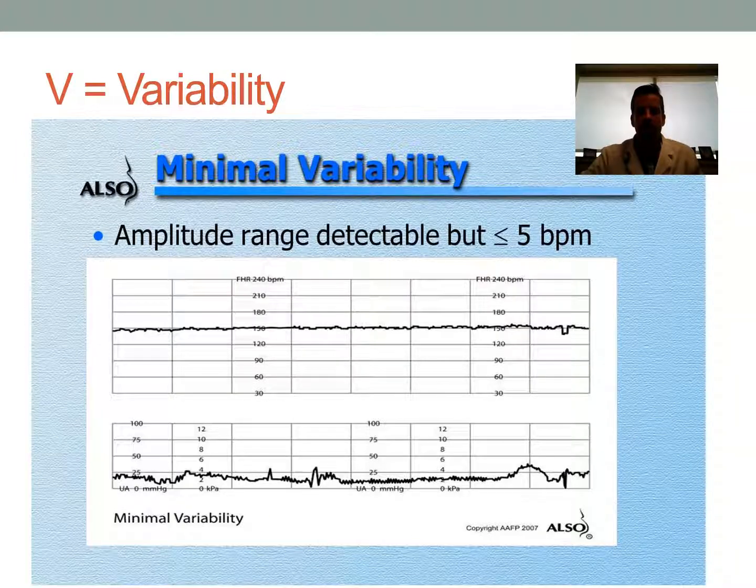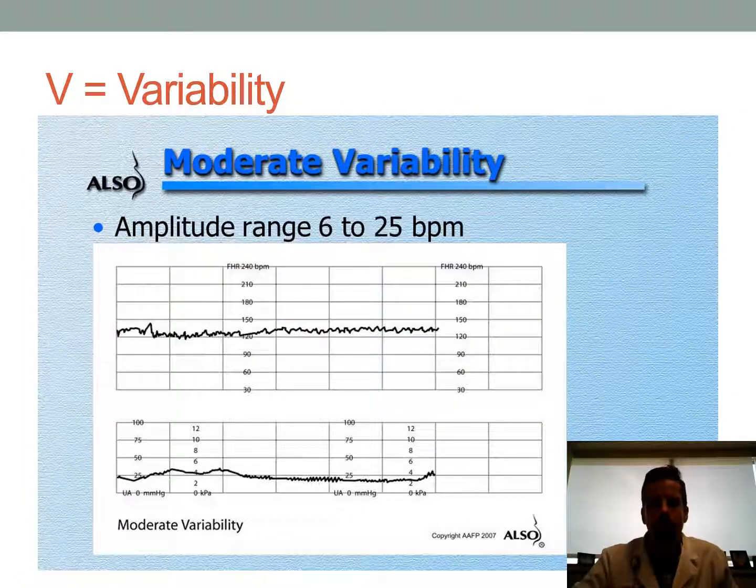Here is an example of minimal variability. So you see these little increases and decreases from beat to beat. The line looks more squiggly than the last one I showed you. And the amplitude range is very small. It's detectable, but it's less than 5 beats per minute.